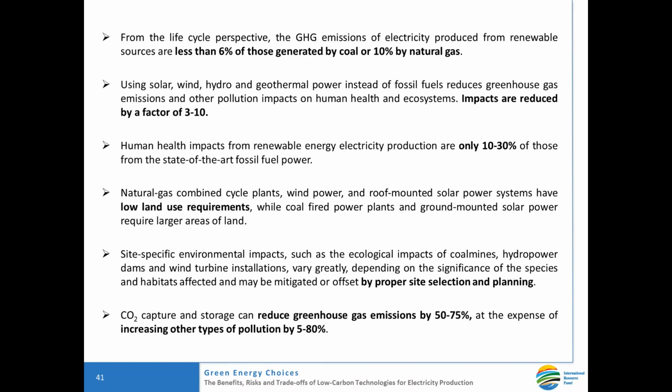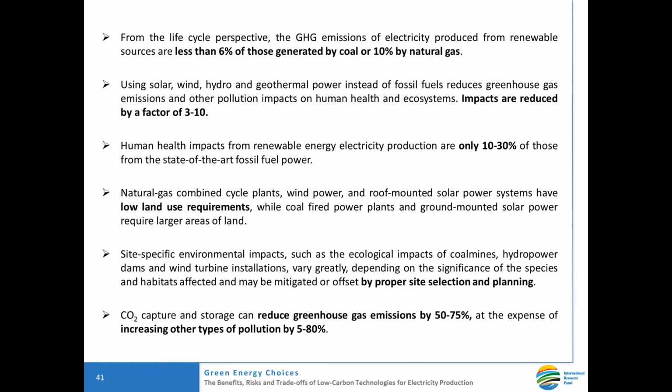Then about land use, natural gas combined cycle plants, wind power and roof-mounted solar power systems have low land use requirements, while coal-fired power plants and ground-mounted solar power require large areas of land, and so does hydropower, or most hydropower plants. There are site-specific environmental impacts, such as the ecological impacts of coal mines and hydropower dams and wind turbine installations, that vary quite greatly depending on the significance of the species and habitats that are affected by the power plants.